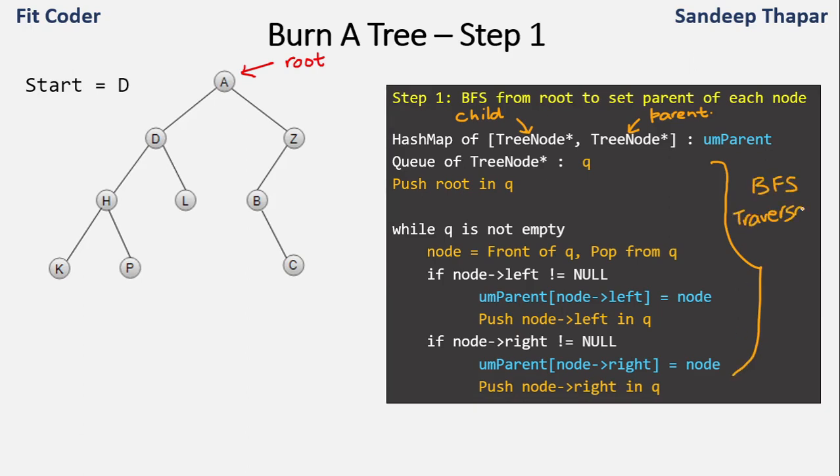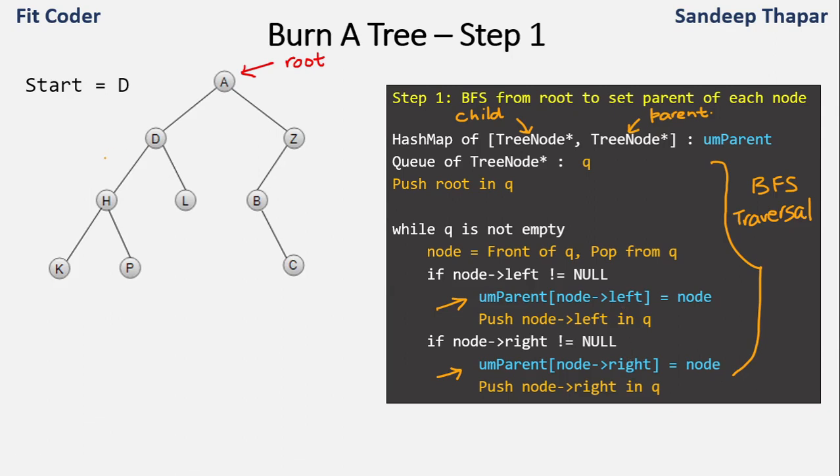So this is a simple BFS traversal which I've already explained in many of my videos. I will link one of those videos in the description and in the top right corner. So the only part different here is that we'll store this child to parent mapping in the BFS traversal. These blue lines are the only extra part that we are doing here.